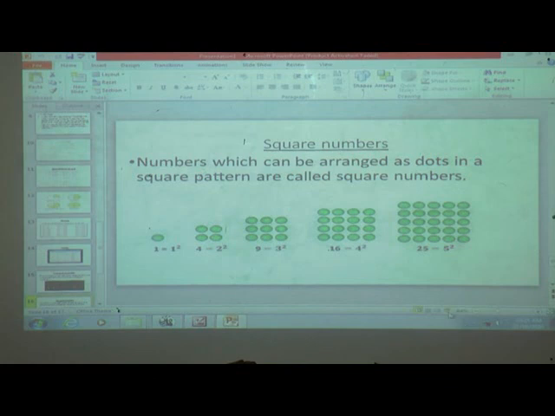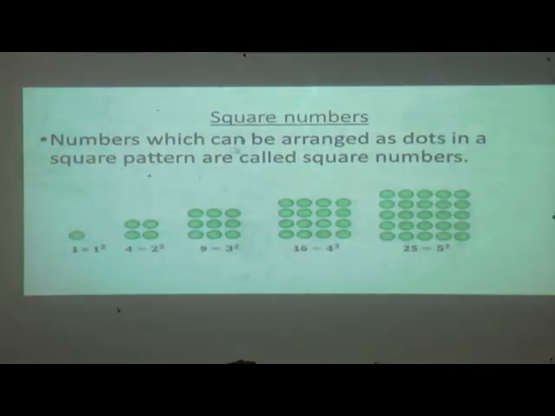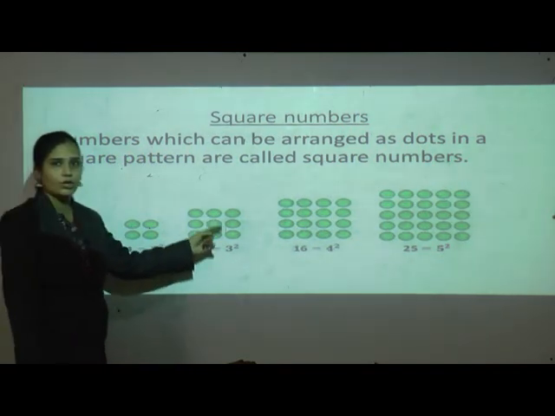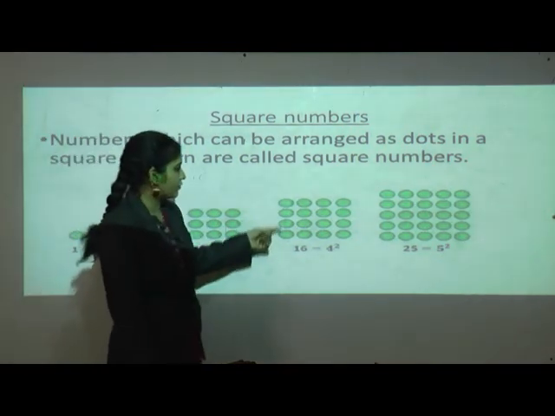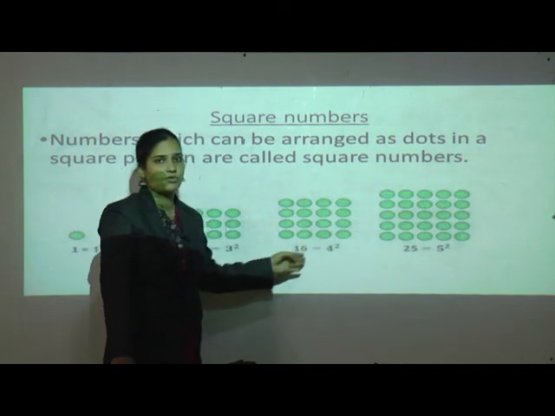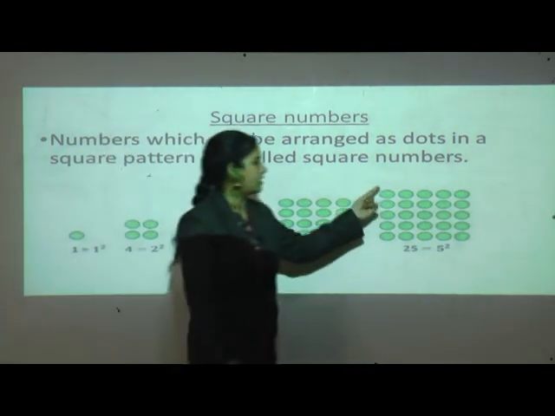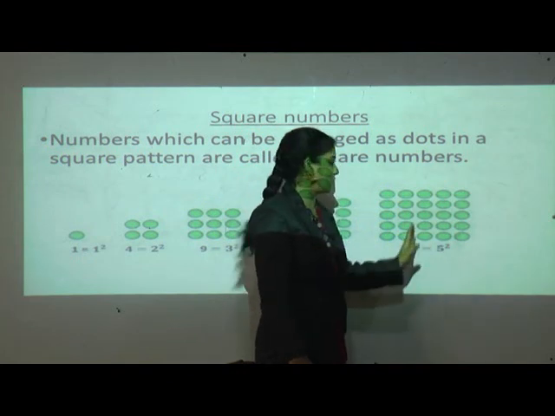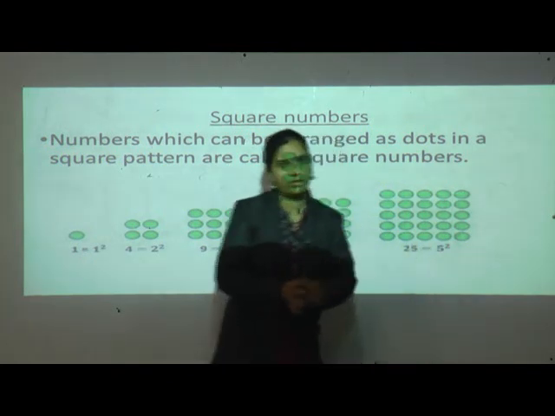Square numbers. Numbers which can be arranged as dots in a square pattern are called square numbers. Here, see, square of 1, 1, square of 2, 4, 9 is the square of 3. Here 4 columns and 4 rows, that means square of 4, 16. Here 5 columns and 5 rows, 5 multiplied by 5, square of 5, 25.